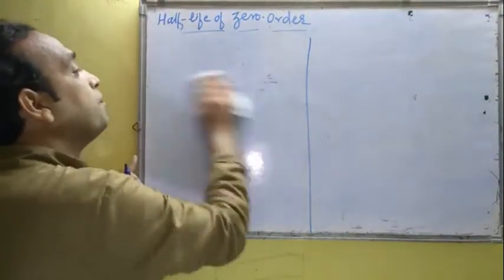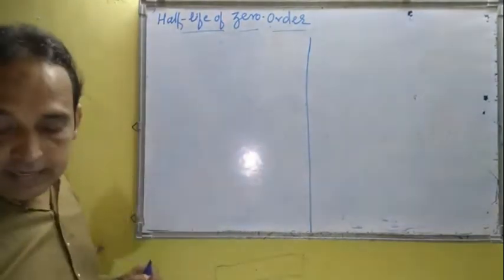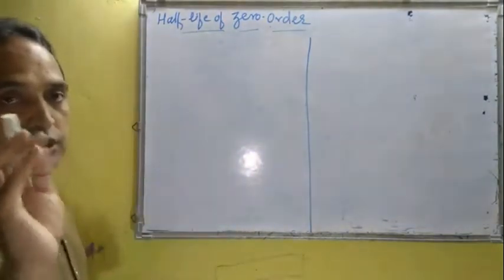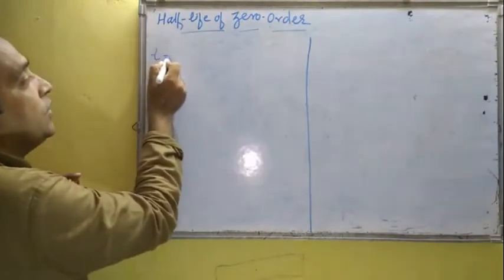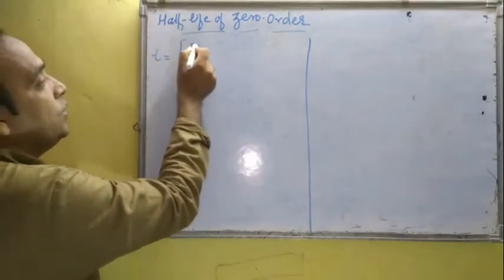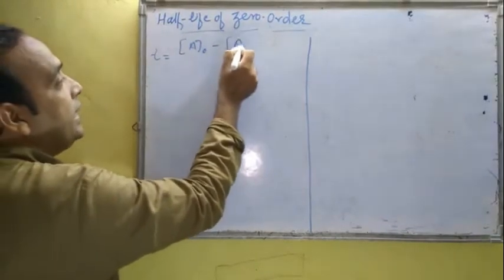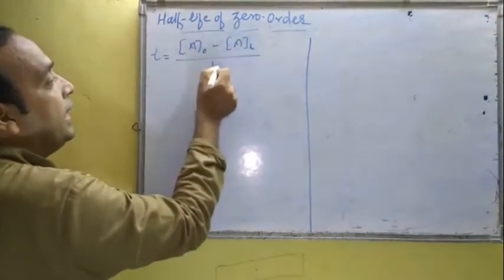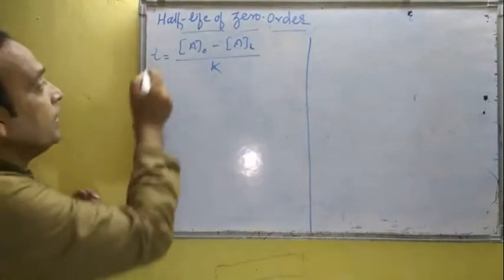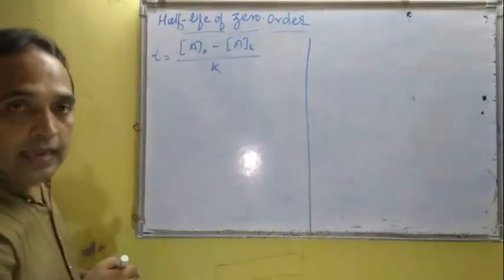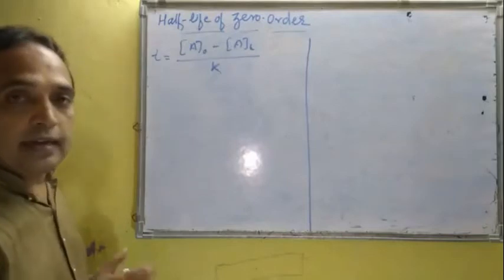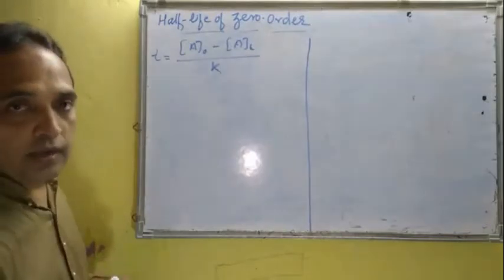Okay, now according to the integrated rate equation for zero order reaction, and what is the integrated rate equation for zero order reaction? T is equal to A0 minus At upon K. Now this is the integrated rate equation for zero order reaction.